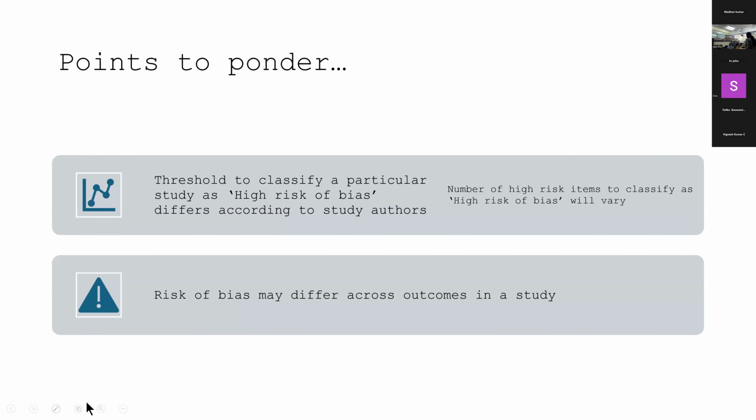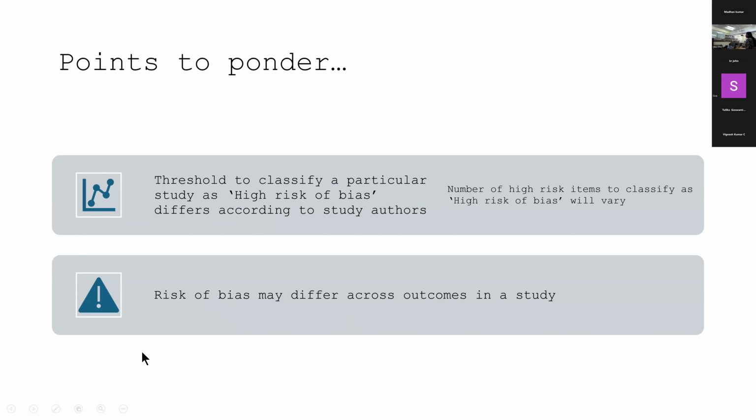For example, suppose in my risk of bias domains, there are 7 domains. One domain is high risk of bias. Do I rate the entire study as high risk of bias? Some authors might take 2 domains. If there's high risk of bias in 2 domains, they might overall rate the study as high risk of bias. So that is one thing to remember.